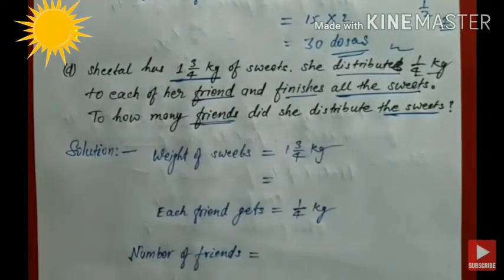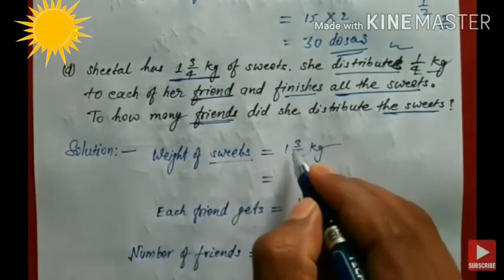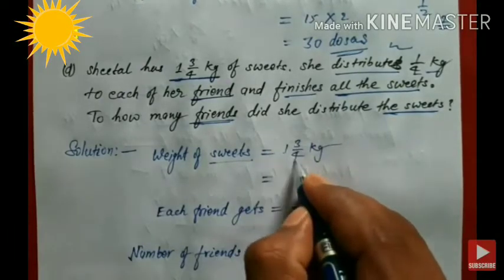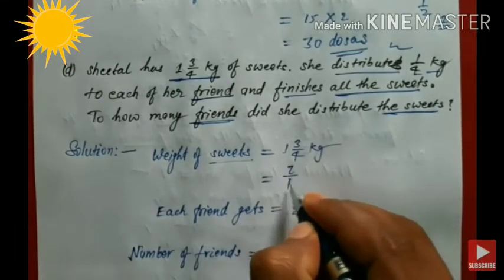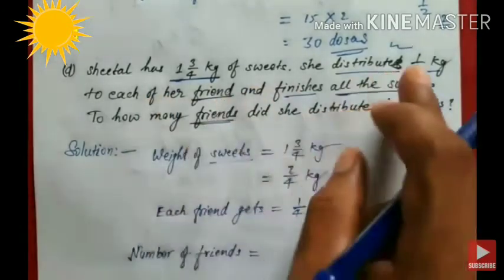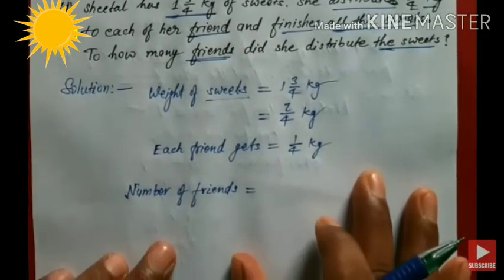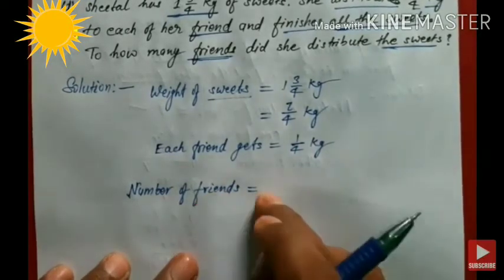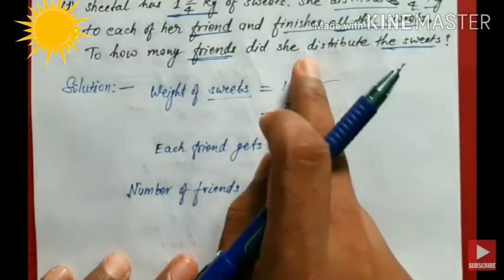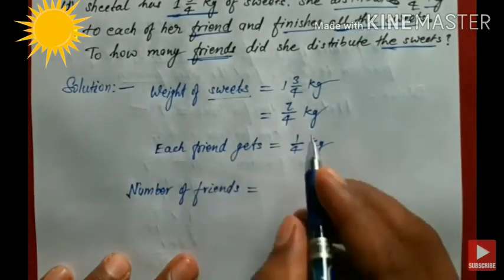So now let's do it. First of all, we will write weight of sweets. So weight of sweets is 1 whole 3 by 4 kg. It is given. Now we will convert this mixed number to an improper fraction. So 4 ones are 4 plus 3, 7 upon 4 kg. How much does each friend get? 1 by 4 kg. Now we want to find the number of friends. So how do we find it? The weight of sweets is 7 upon 4 kg and each friend gets 1 by 4 kg.